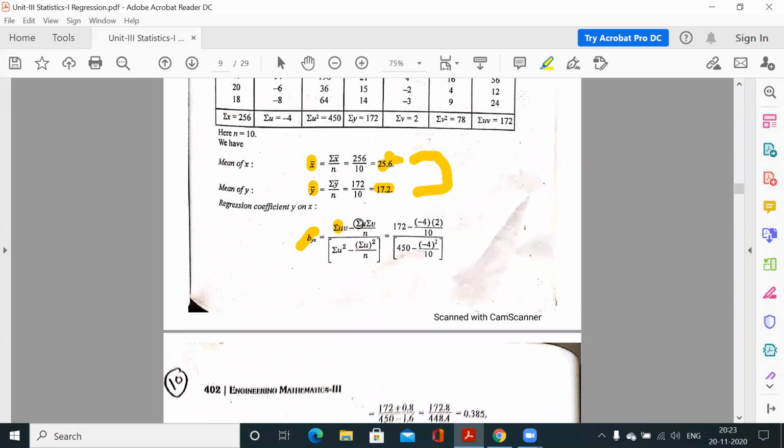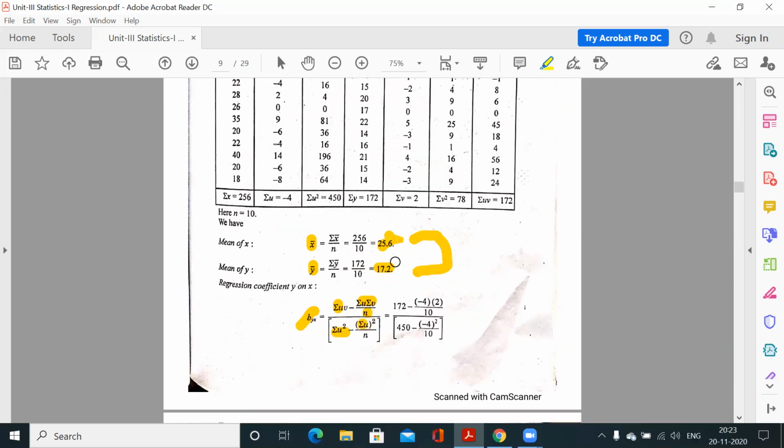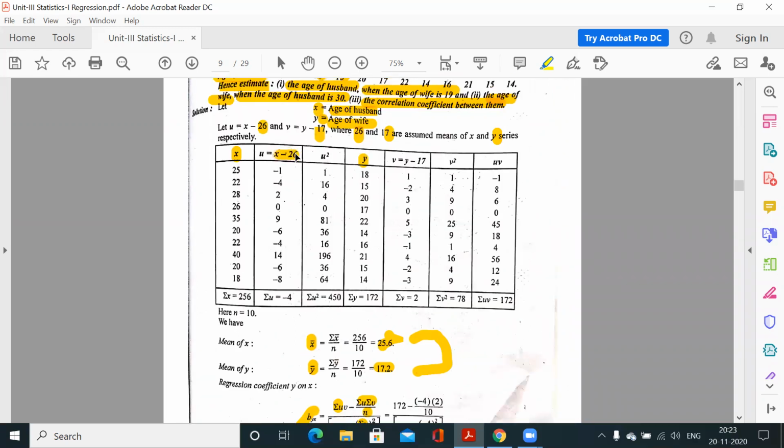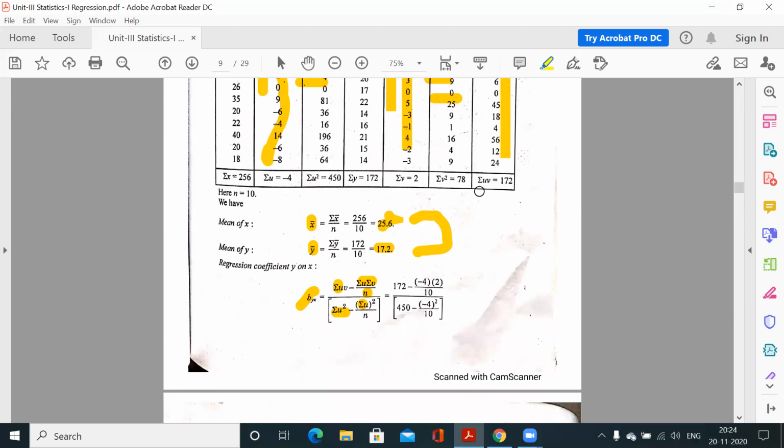So this is summation uv, the summation of u into v, minus summation u summation v divided by n, and summation u square minus summation u whole square. Simply, you know how to calculate u. U is x minus the assumed mean of x data, which is 26, and v is y minus the assumed mean of y data, which is 17. So u is x minus 26, v is y minus 17, then the squares of these values, and the product of u and v. So we have to use these summations.